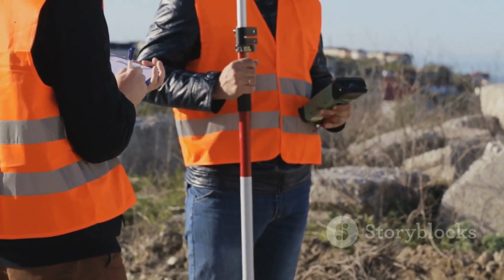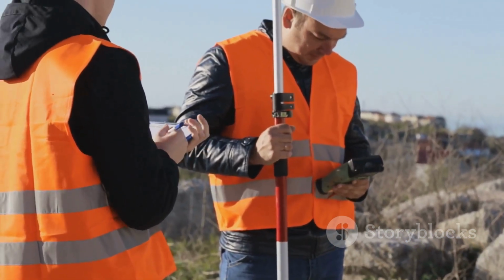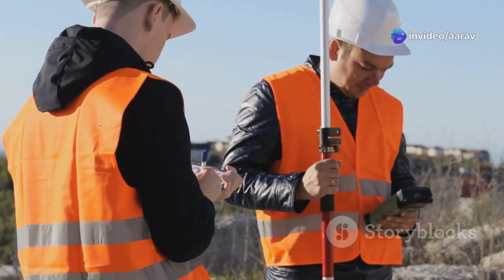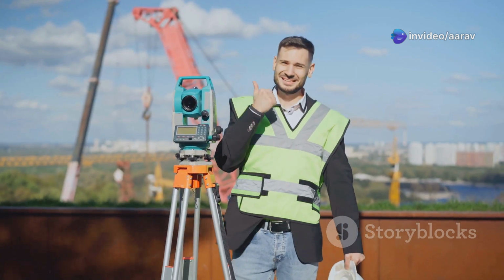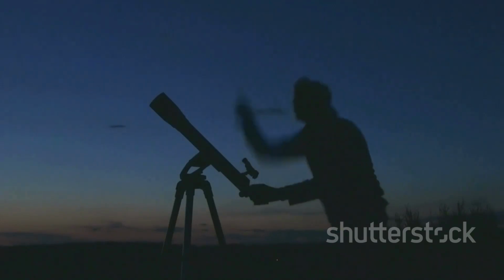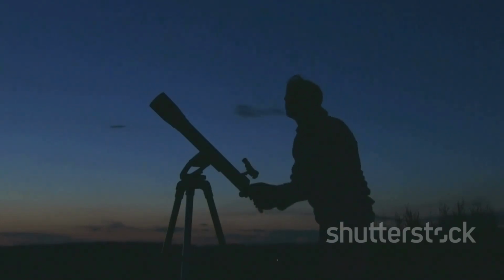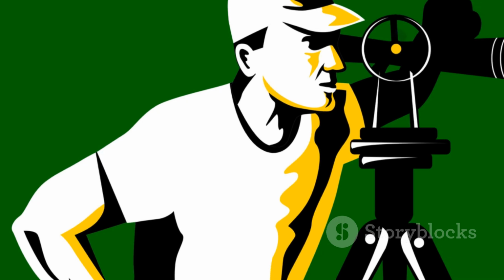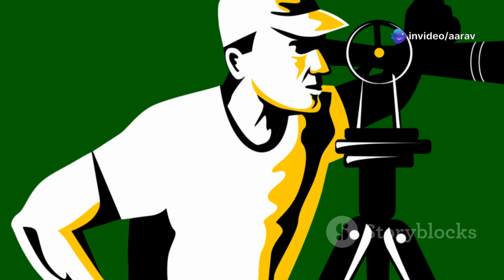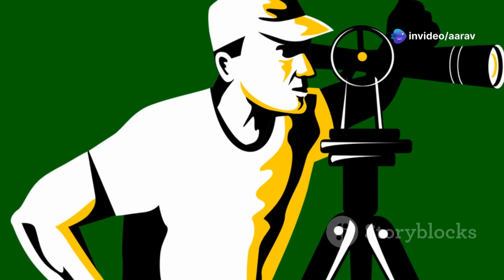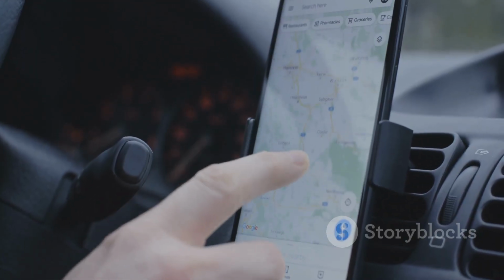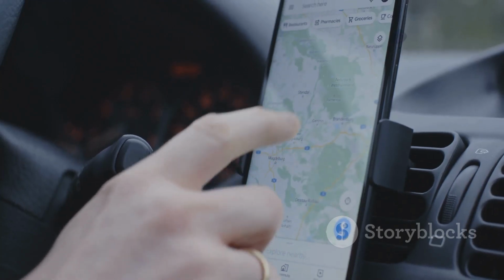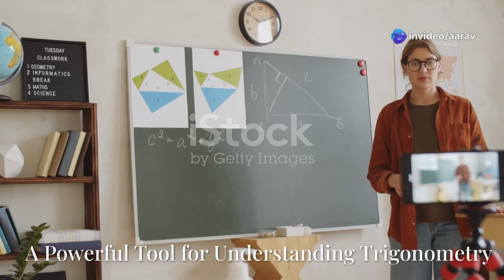2. Surveying. Surveyors use trigonometry to measure land, create maps, and determine boundaries. They use instruments like theodolites and total stations, which are based on trigonometric principles. 3. Astronomy. Astronomers use trigonometry to calculate distances to stars and planets. By measuring angles and using trigonometric functions, they can determine the vast distances in space. These are just a few examples of how trigonometry plays a vital role in our everyday lives. From the GPS navigation in our smartphones to the design of roller coasters, trigonometry is everywhere.